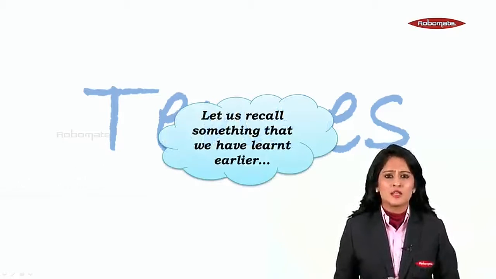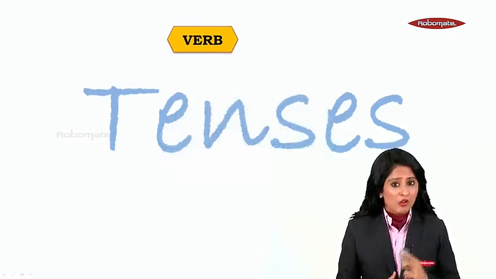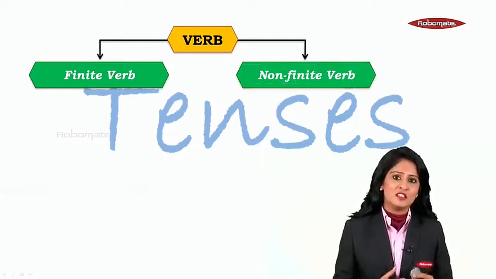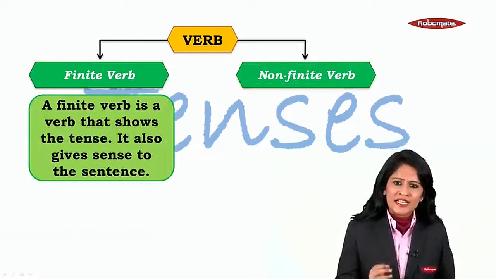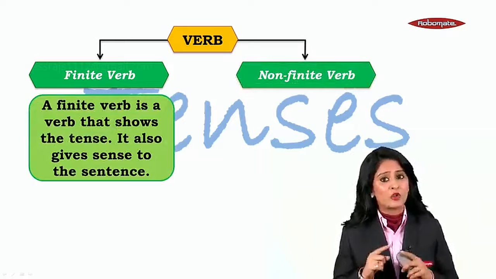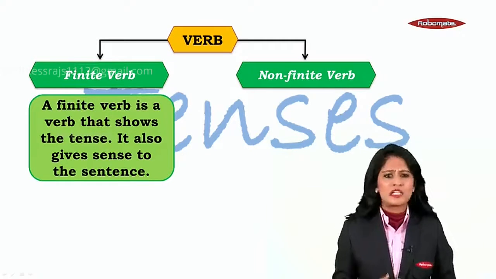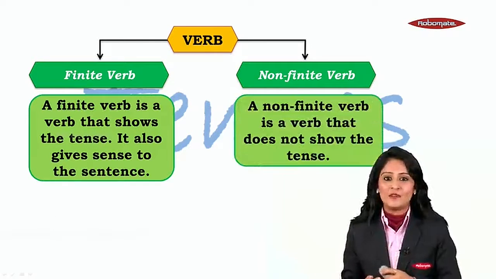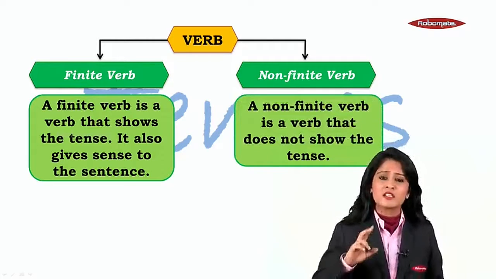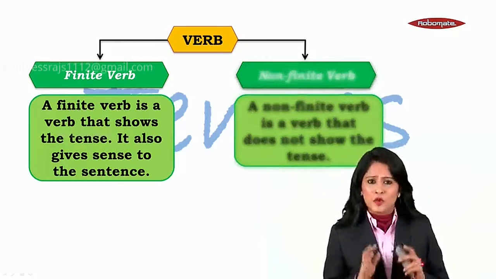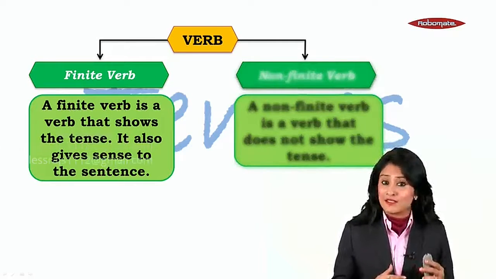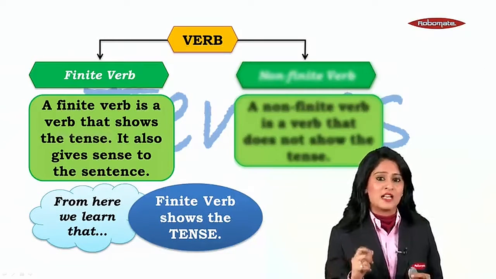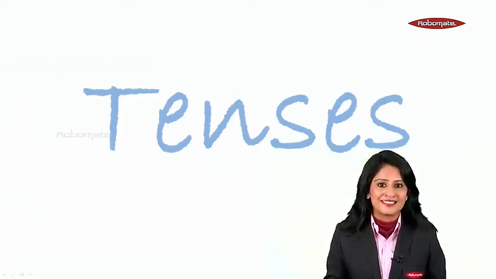Now let us recall something that we have learnt earlier. Verbs are basically of two types. One is called finite and the other is called non-finite. A finite verb is a verb that shows us a tense and it also gives a sense to the sentence. Maybe that's why we have the word sentence. Tense, sense, tense, sentence. Exactly. A non-finite verb is a verb that does not show the tense. As of now, when we deal with the topic tenses, we are basically talking about finite verbs. So a finite verb shows us a tense.